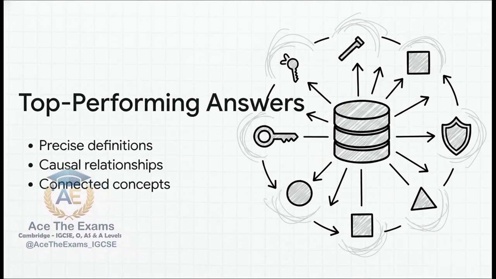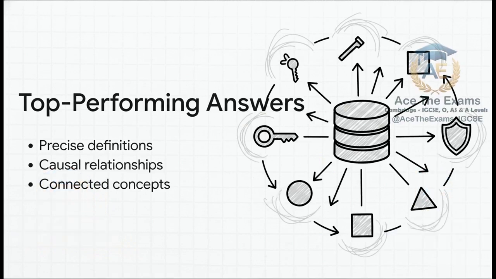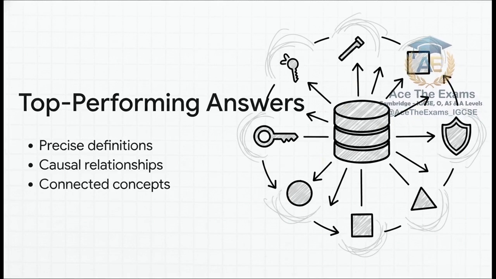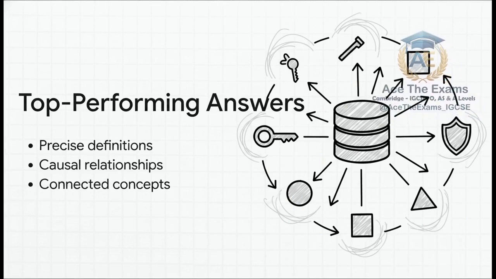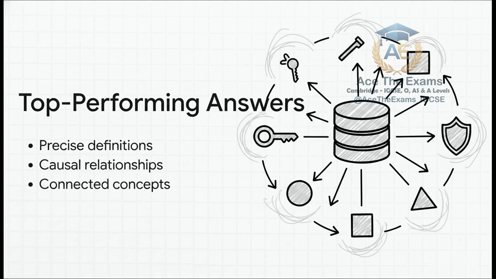Examiners for the 9618 syllabus, and honestly even the foundational syllabuses like 0471, 0478, 0983, 0984, and 2210, consistently and heavily reward students who show cross-topic connections. For instance, if you are writing a DDL statement to create a primary key, a top-performing answer doesn't just write the words primary key.